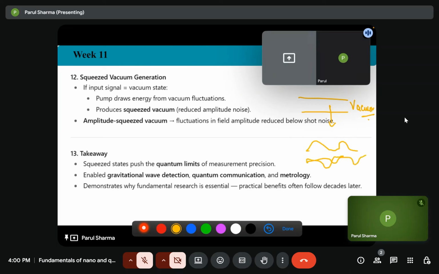squeezed vacuum. That is reduced amplitude. The squeezed vacuum field fluctuation amplitude is reduced below shot noise. So what is the takeaway? That squeezed states push the quantum limits of measurement precision and enabled gravitational wave detection, quantum communication, and metrology, and demonstrate why fundamental research is essential, practical benefits often follow.